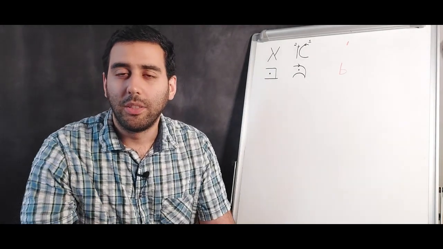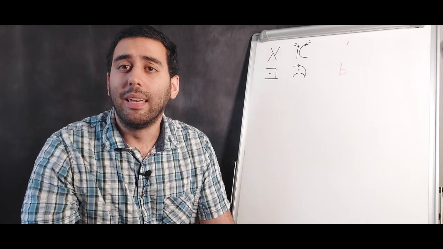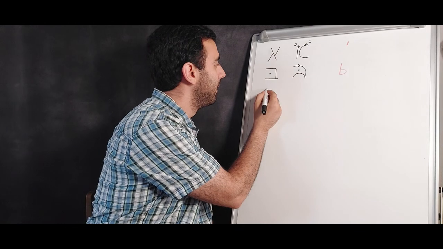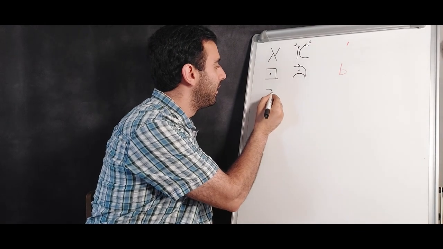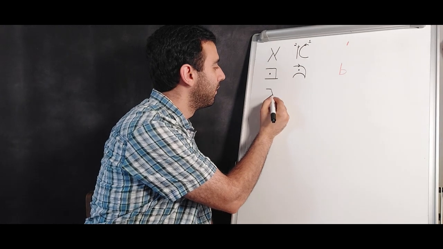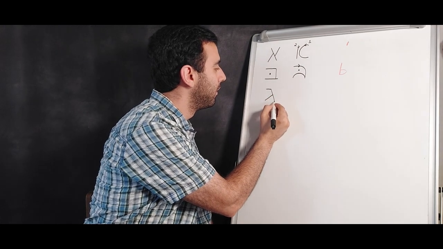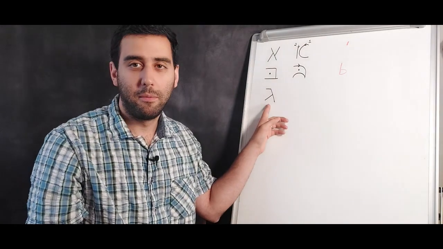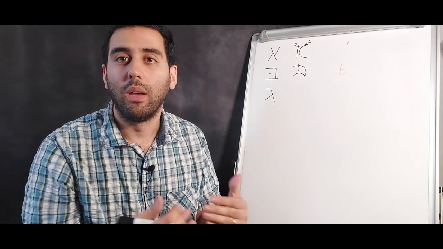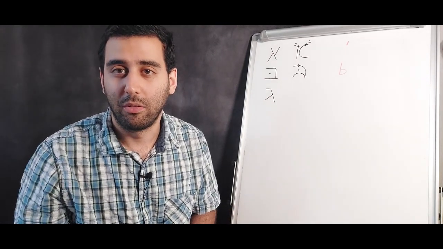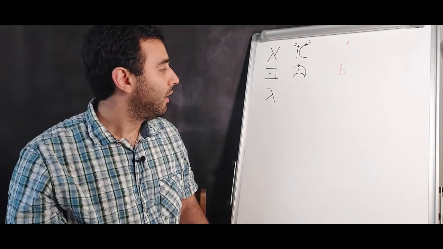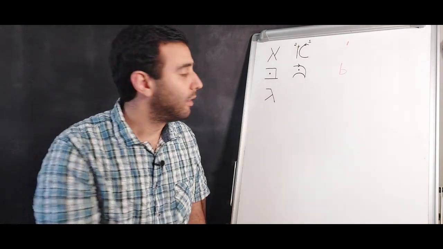The next consonant is called gimel. Gimel. Okay? You write it like that. Gimel. It's like when you say "I'm going," going. So this is the G sound. Gimel, going, G.